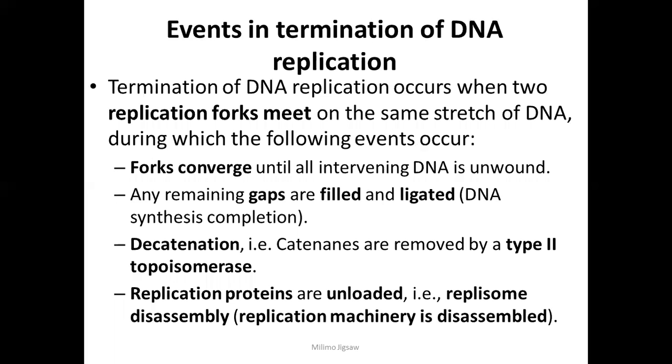Now, what are the events that really happen during termination? Termination occurs when two replication forks meet on the same stretch of DNA. Those forks are going to converge until all the intervening DNA is unwound. And then remember, there are gaps in DNA. Those gaps have to be filled and then ligated, which means that now DNA synthesis has completed.